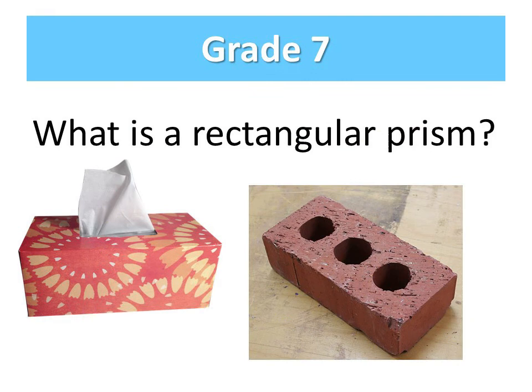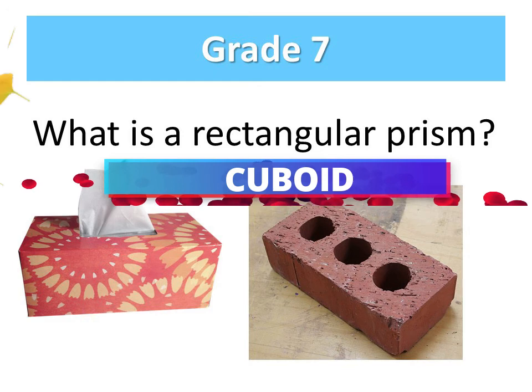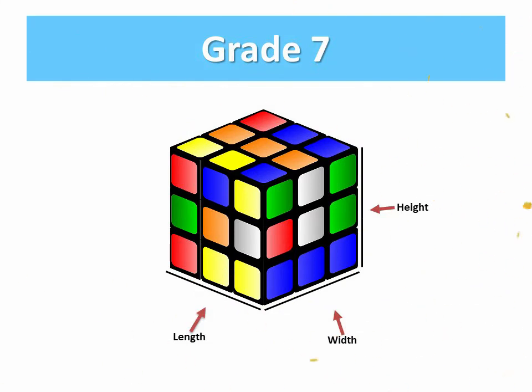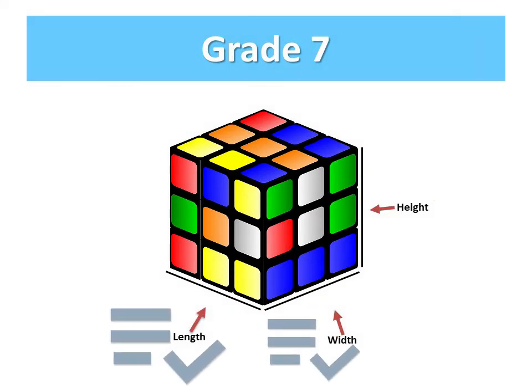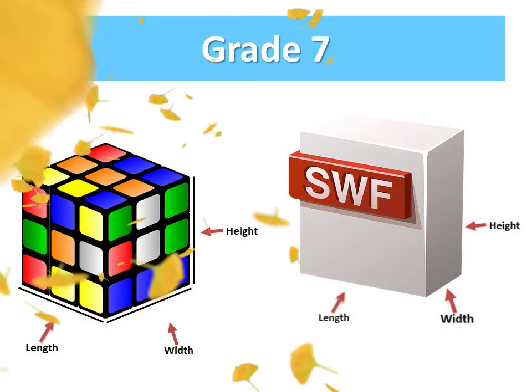And what is meant by a rectangular prism? A rectangular prism is a three-dimensional solid shape which has 6 faces that are rectangles. A rectangular prism is also known as a cuboid. Grade 7 learners are expected to learn how to use the right formulae to calculate surface area, volume and capacity. In order to do this, they need to learn how to identify the length, width and height of a cube, as well as a rectangular prism.